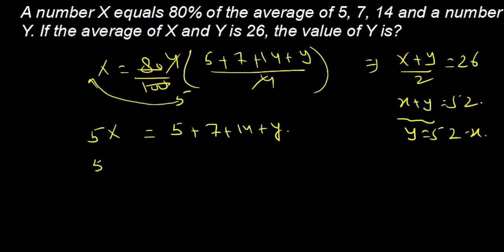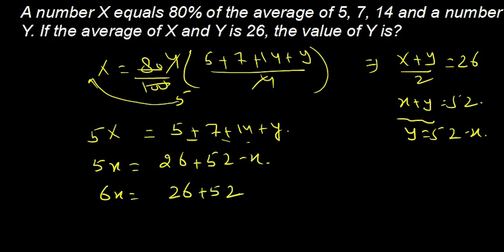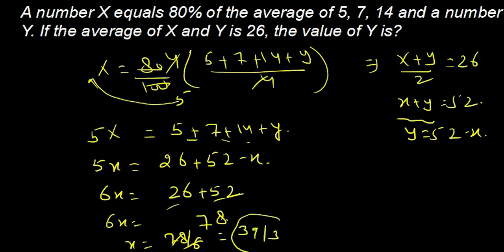So this is 5x equals 7 plus 5 is 12, 12 plus 14 is 26. y is 52 minus x, so 6x equals 26 plus 52. 6x equals 78. So your x is going to be 78 by 6, or you can say 39 by 3. What is the value of y? In this equation just put the value of y and you will get the answer.